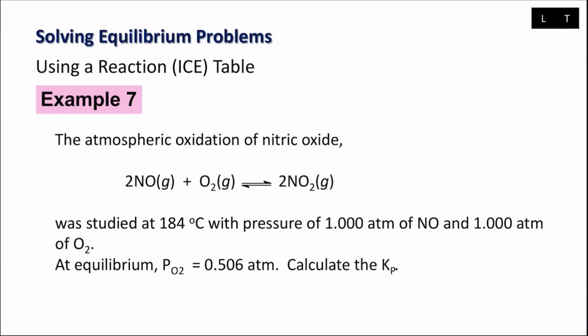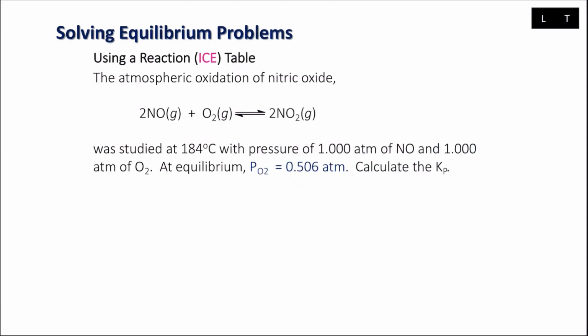Now, we go for example 7. Example 7, soalan dia dalam terms of atmospheric oxidation of nitric oxide. So, kita ada equation kat sini dan dia minta awak untuk calculate Kp. So, you got the information extra. PO2 iaitu partial pressure O2 at equilibrium is 0.506 atm.